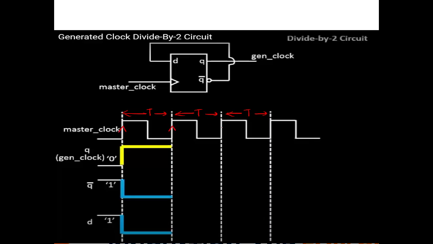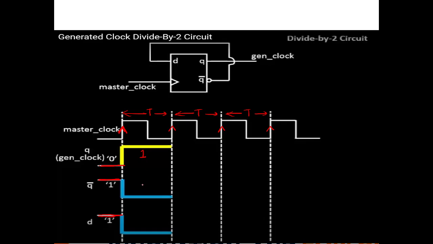Positive edge triggered means that only during the passage of the edge will the output change. Initially, Q is zero. If Q is zero, Q bar becomes one. Q bar is connected to D. During this passage of the clock, D is connected to Q, so this Q becomes 1.